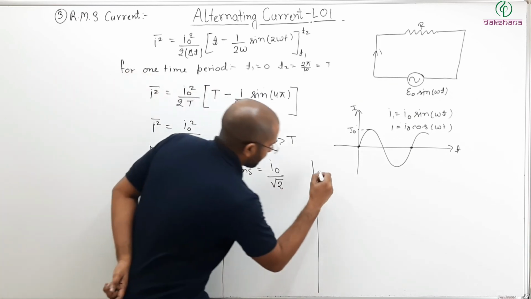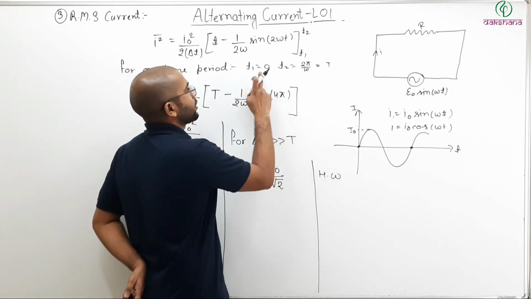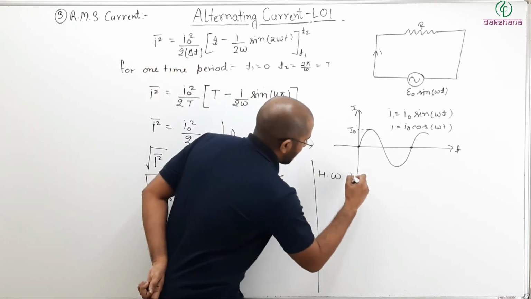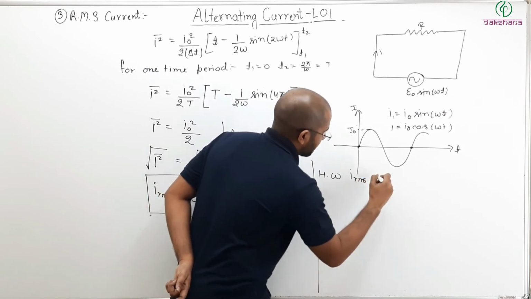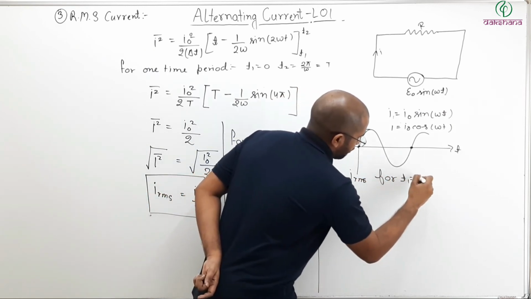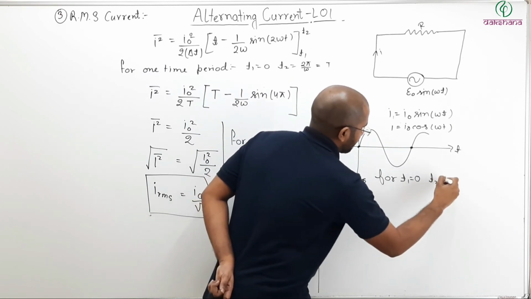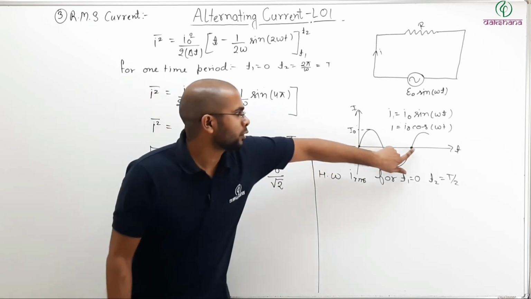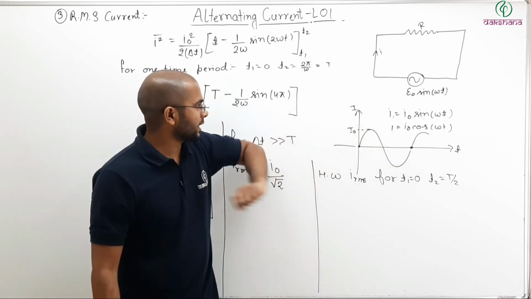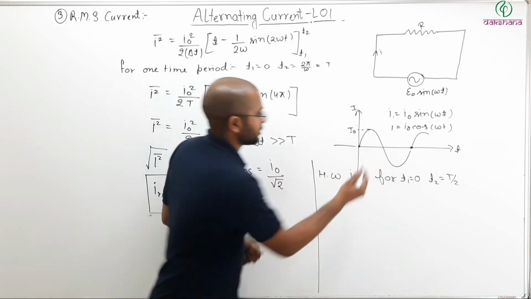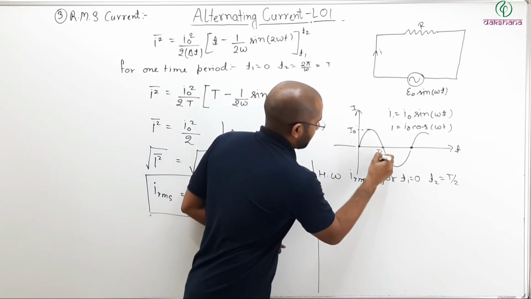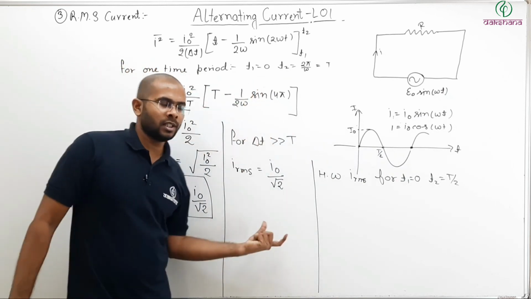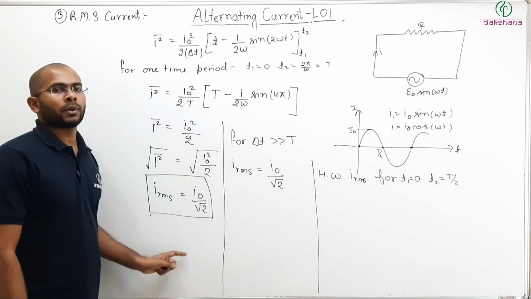Now your homework. I have calculated it for 0 to capital T in this graph. Your homework will be to find IRMS for T1 to be 0 and T2 to be capital T by 2. Meaning I have calculated from here to here. You have to calculate from this point to this point, capital T by 2. That is your homework. I have already shown you the process, so you can do it. Pause the video, note it down.